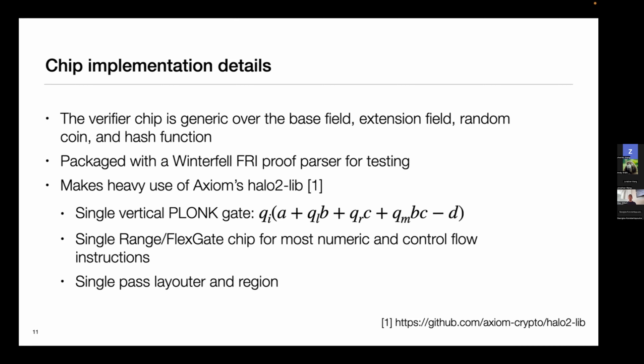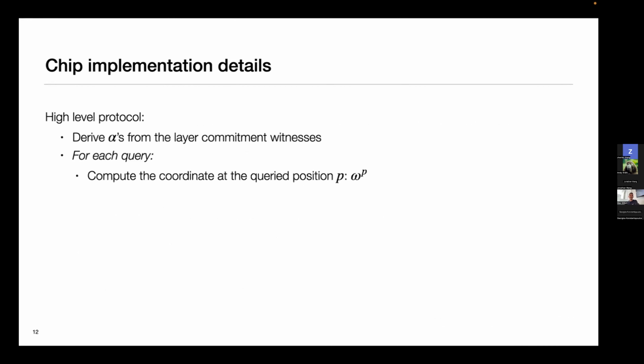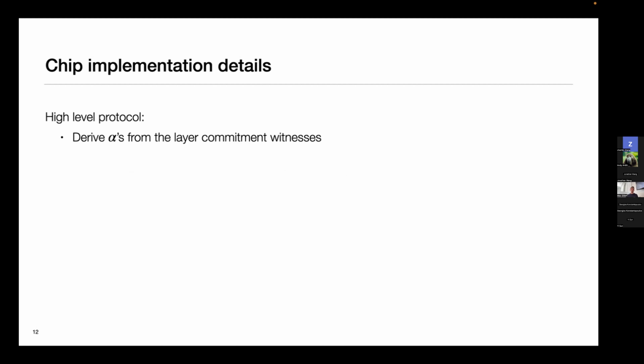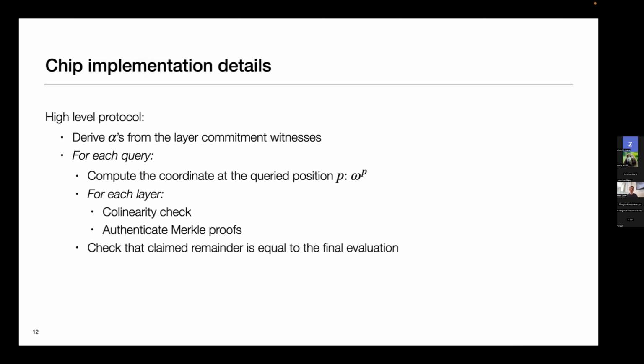But yeah, so again, really high level protocol. I'm not sure it'll be that useful, but just a summary of what I've discussed. I'm just going to focus on a few of these steps. At the very beginning, we want the verifier to draw randomness from the committed layers. Then for each query, we need to figure out the coordinate of the provided evaluation. We then want to do a colinearity check between successive layer evaluations, authenticate the Merkle proofs, and check that the claimed remainder is equal to the final evaluation.